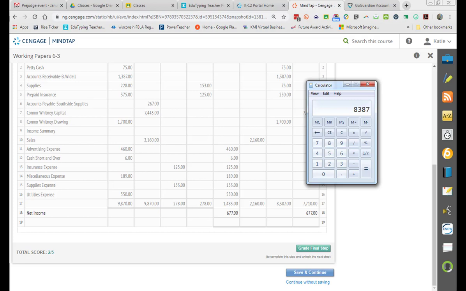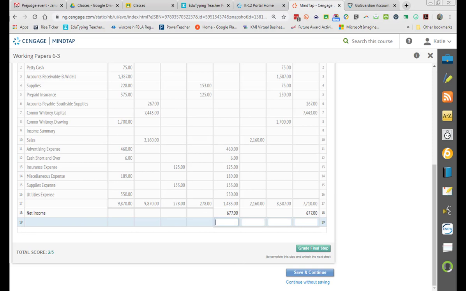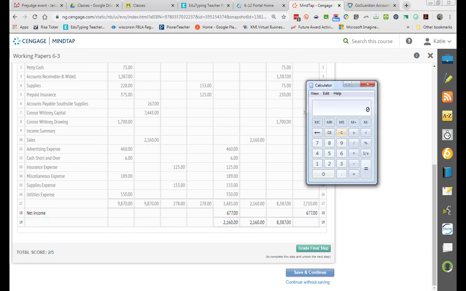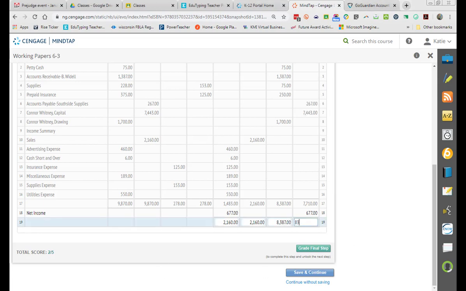So I now need to add lines 17 and 18. And that one right here is going to give me 2,160. 2,160 plus 0 gives me 2,160. Agreed? 8,387 plus 0 gives me 8,387. And we just used my calculator to show how I prove my net income. 7,710 plus 677 gives me 8,387. That is how you prove a worksheet.